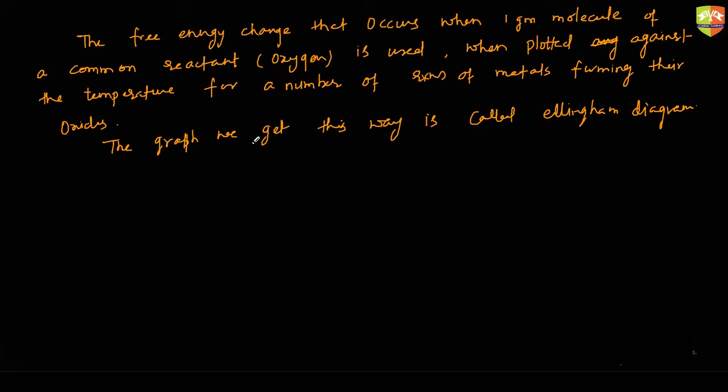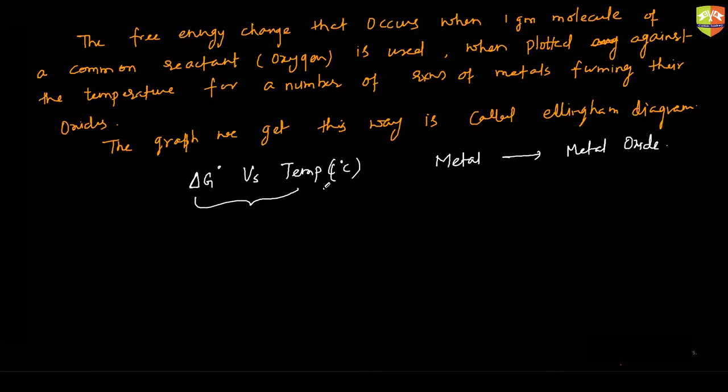So basically, Ellingham diagram is the graph of what? Is the graph of delta G naught versus temperature. In short, delta G naught versus temperature. Okay, temperature we write here in degree Celsius. Okay, and in which reaction? The reaction in which the metal forms metal oxide. In this reaction, whatever the change in delta G naught we have with respect to the temperature, that graph gives you the Ellingham diagram. Got it?